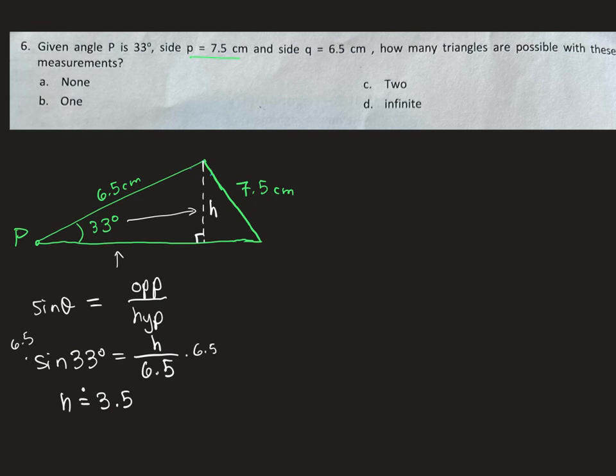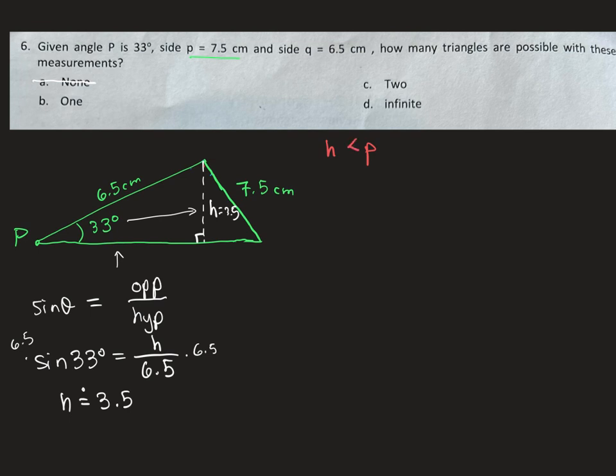Now, if H is 3.5, that means we definitely have a triangle, so we can rule out no triangle. The reason why is this 7.5 centimeters across from there. If for some reason H was bigger than 7.5, even if I drew the 7.5 side right here, it wouldn't complete a triangle. But that's not the case for us. So as long as our side P is bigger than H, we will have a triangle.